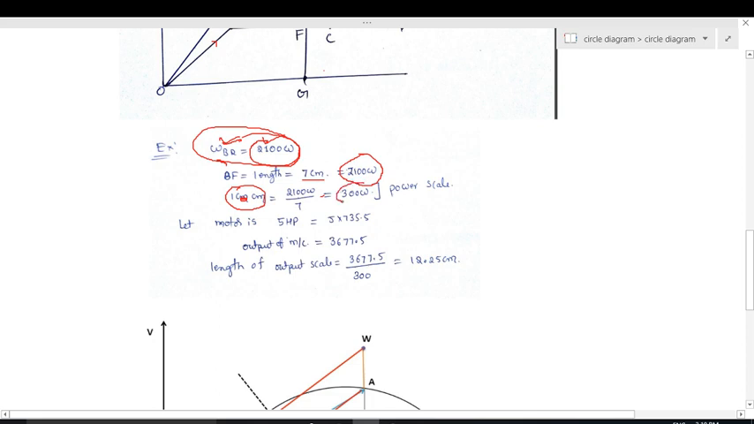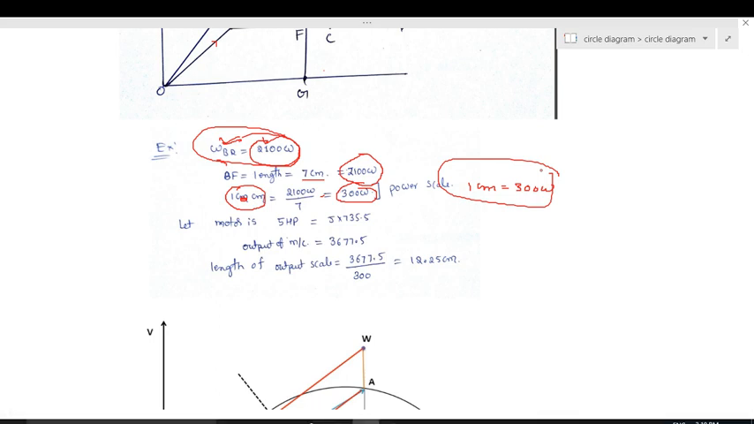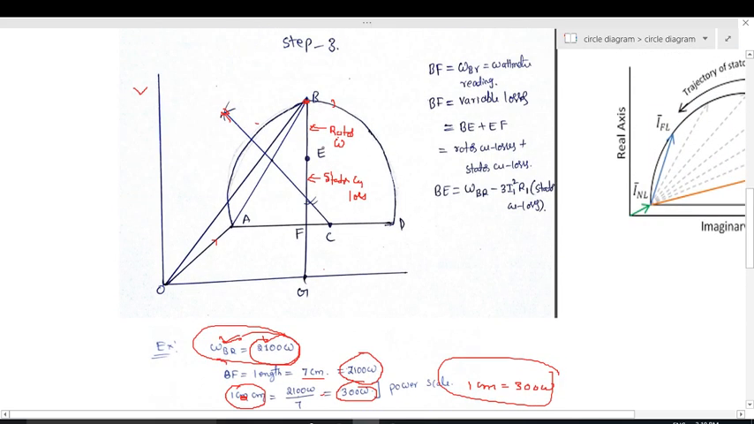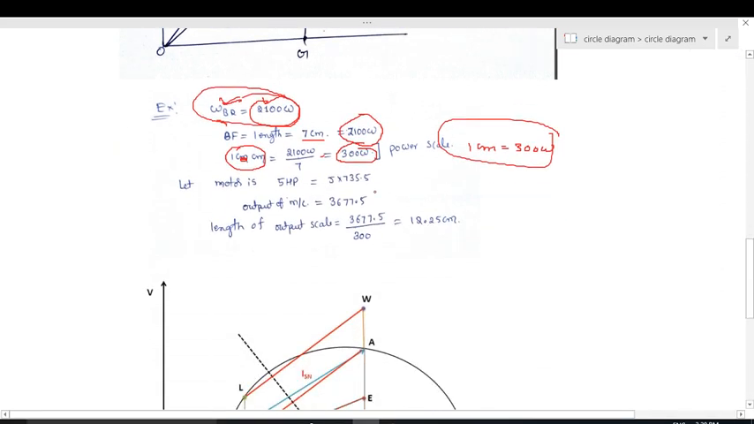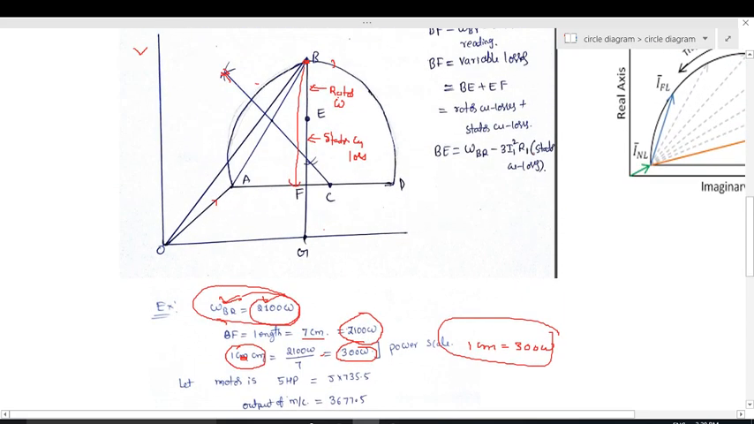So we got 300. 1 centimeter is equal to 300 watts. So this is the power scale. Initially we took the current scale as our wish, but we should take the power scale according to the B to F distance. So this is the power scale which we took from the B to F distance, that is, 1 centimeter is equal to 300 watts.